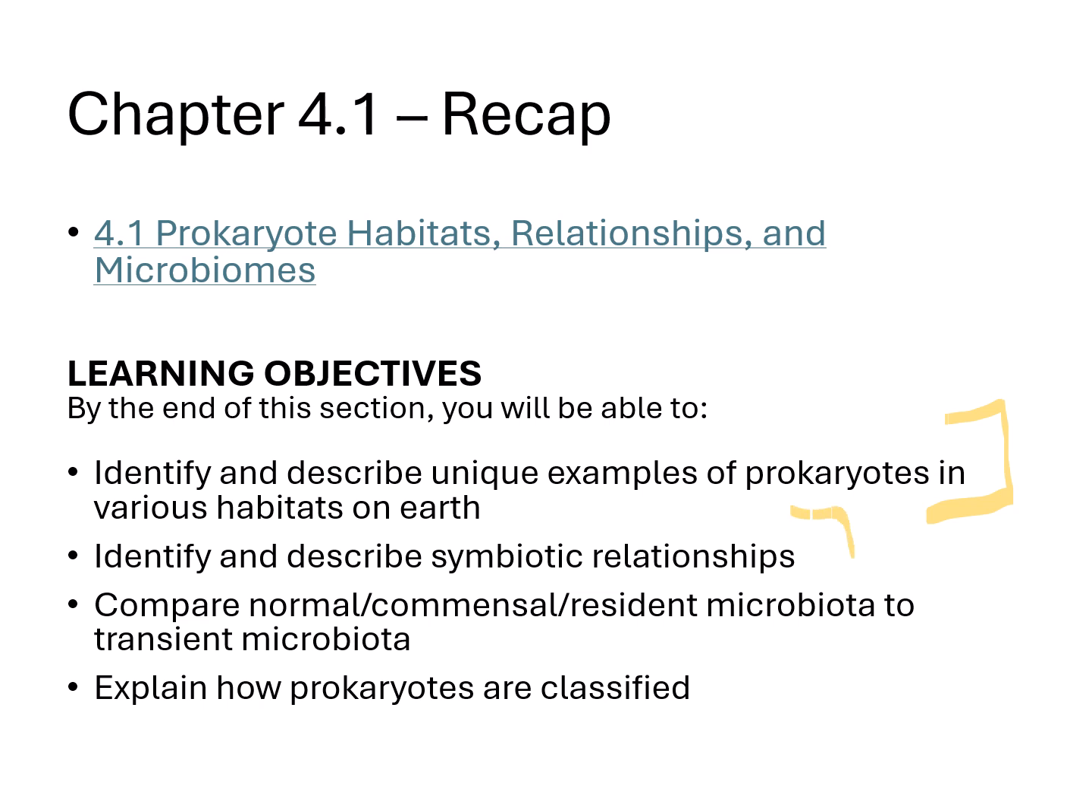For the second one, symbiotic relationships, we talked about mutualism, amensalism, commensalism, neutralism, and parasitism. So make sure you can define and give examples for each of those. Looking at normal commensal resident microbiota versus transient microbiota. For resident microbiota, these were long-term stable colonizers, such as lactobacillus in the vagina.